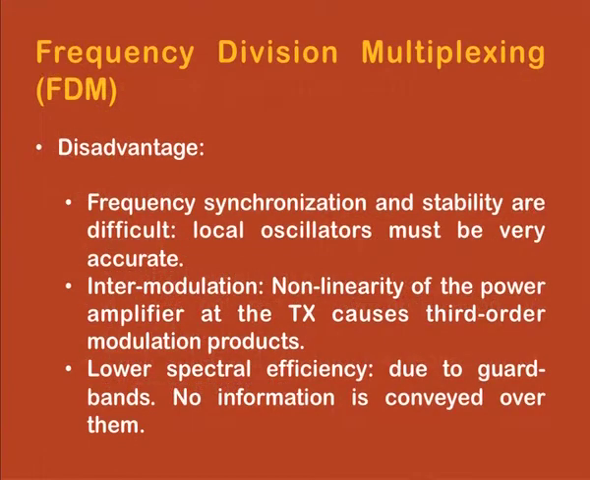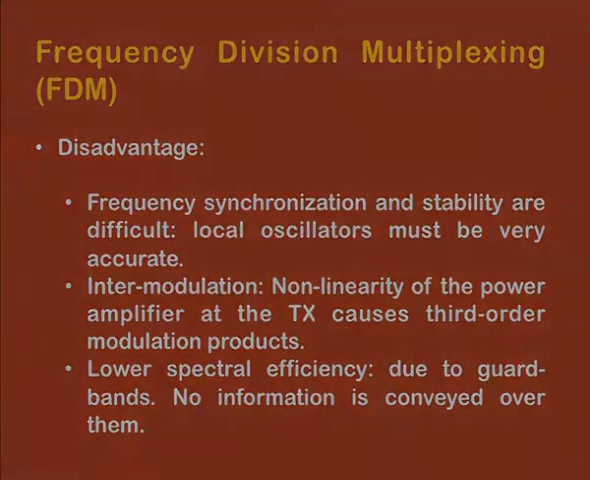The disadvantages of frequency division multiplexing are that frequency synchronization and stability are difficult, because the local oscillator must be very accurate. Intermodulation: if a signal which is frequency division multiplexed is passed through a nonlinear amplifier at the transmitter, it causes third order intermodulation products which can interfere with the desired signal. And the spectral efficiency is lower because of the use of guard bands.